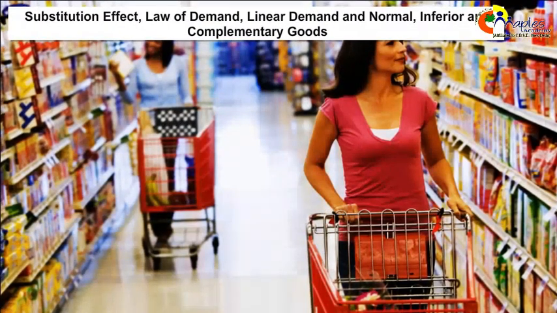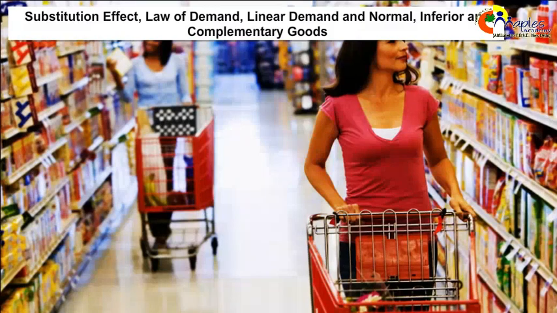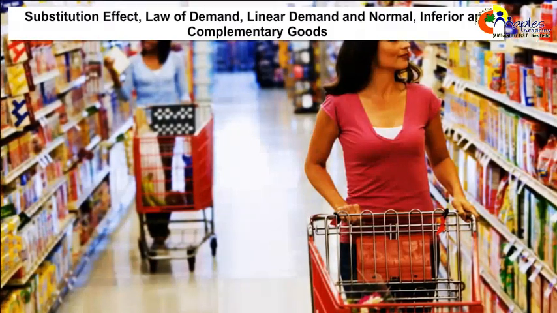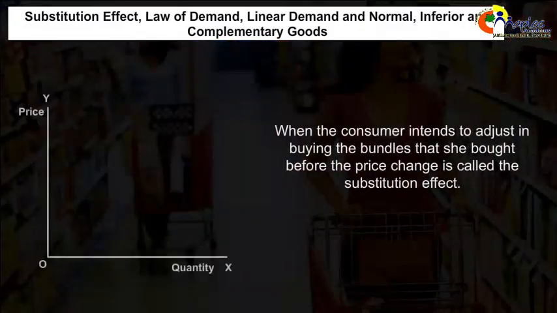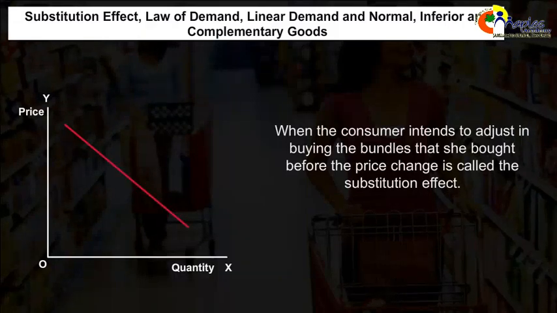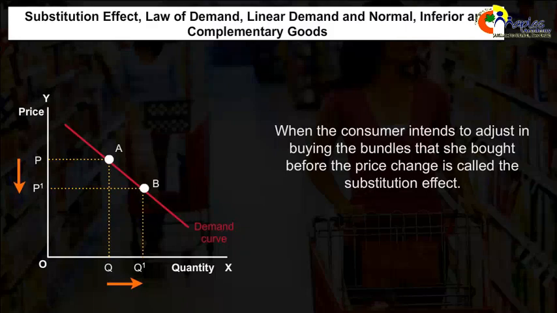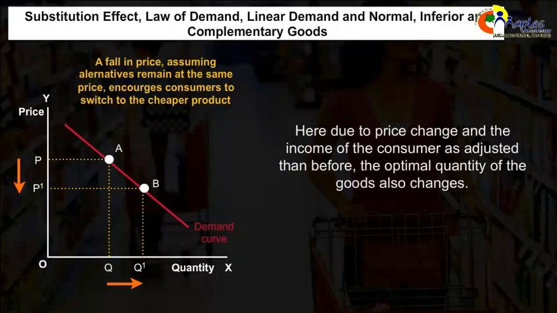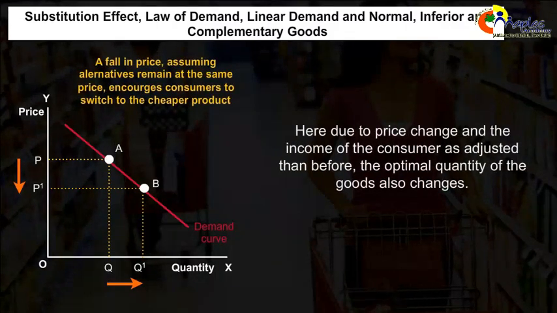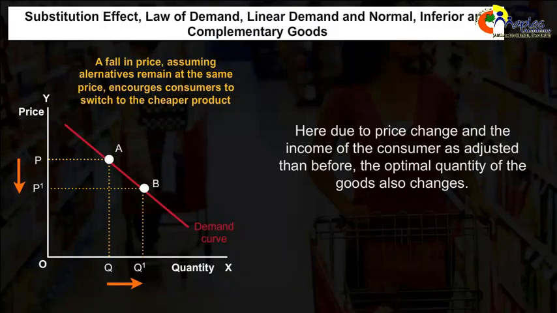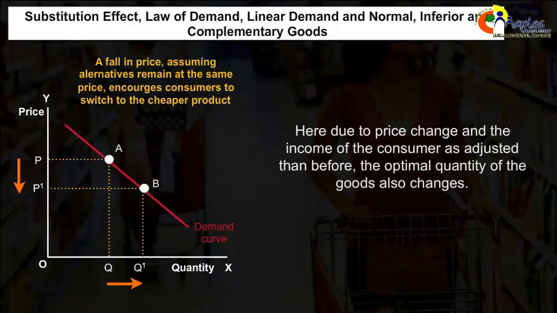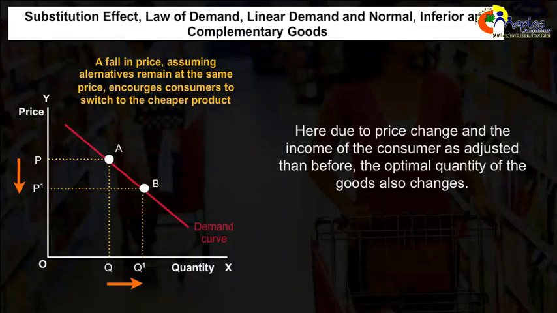Substitution effect, law of demand, linear demand, and normal, inferior and complementary goods. When the consumer adjusts the bundle that she bought before the price change, it is called the substitution effect. Here, due to the price change and the adjusted income of the consumer, the optimal quantity of the goods also changes.